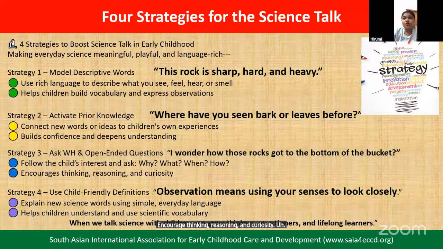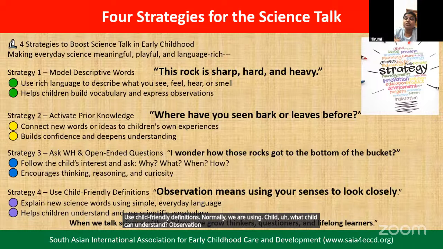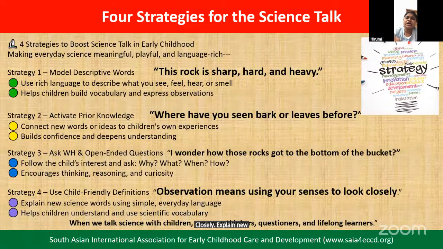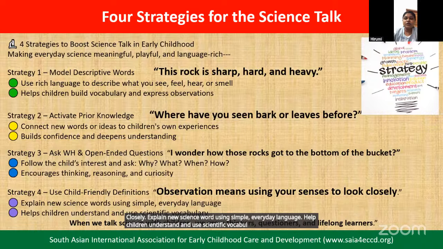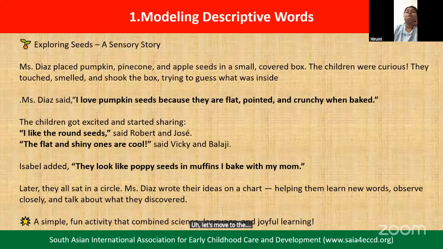Strategy 4, use child-friendly definitions. Normally, we are using words a child can understand. Observation means using your senses to look closely. Explain new science words using simple everyday language. Helps children understand and use scientific vocabulary. When we talk science with children, we grow thinkers, questioners, and lifelong learners. Let's move to the next slide. Modeling descriptive words.